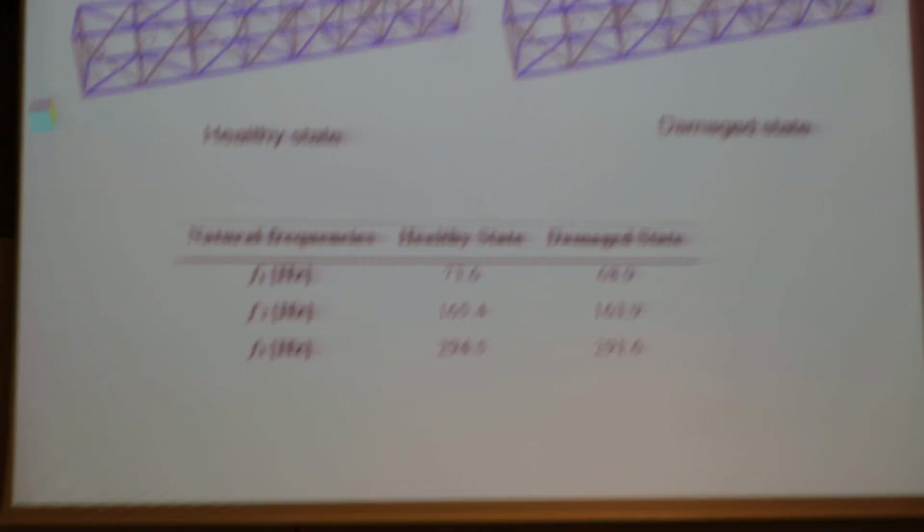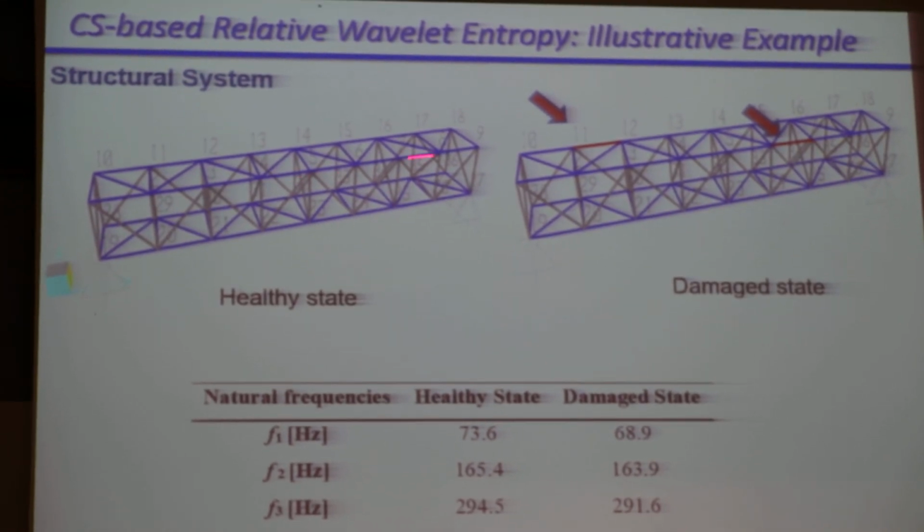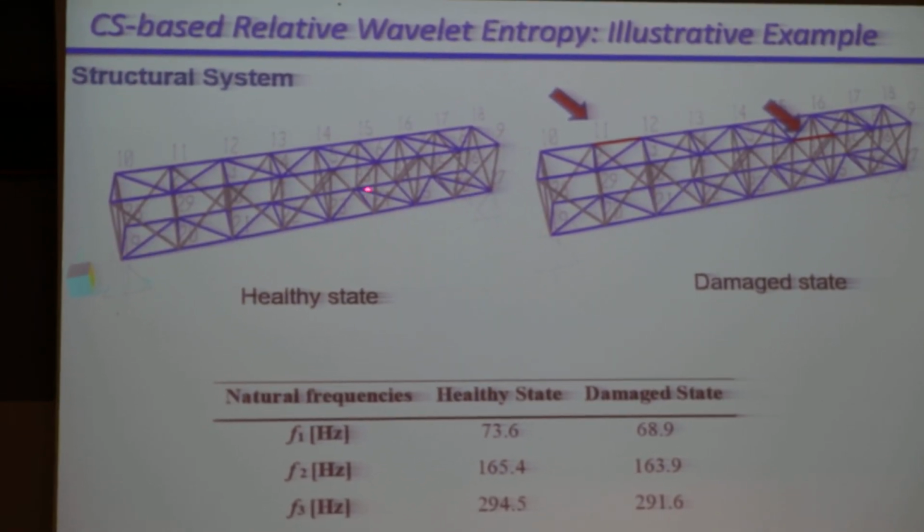So let's look at an example. This is a space truss. It can be a part of, let's say, a railway bridge that's in a healthy state.